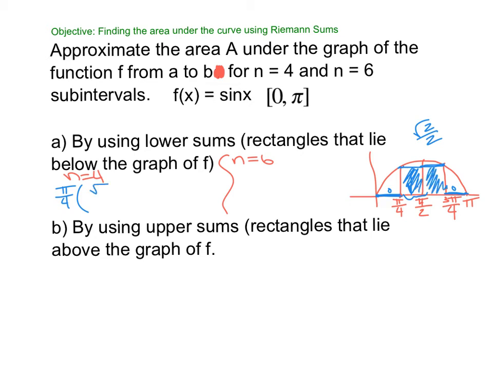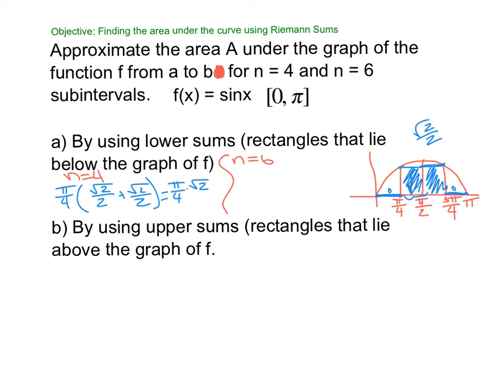So root 2 over 2 plus root 2 over 2. So our estimate is pi over 4 times root 2. So pi root 2 all over 4. It's a little weird, but whatever.